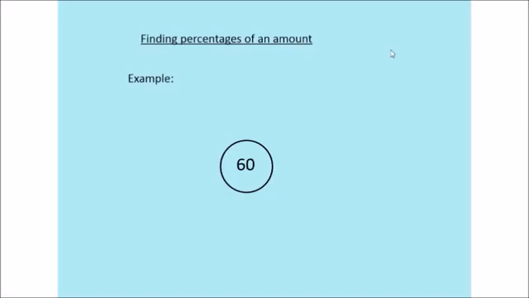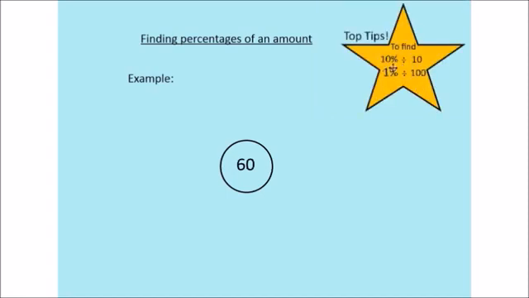So the top tips that I could give you before we start trying to find percentages of amounts is to find 10% of any number, we divide that number by 10. And also to find 1% of any number, we divide that number by 100. With these two rules, we can find any percent of any number. So my example, we're going to look at finding percentages of 60. So I've put 60 in a bubble here, and let's have a look at finding some different percents.